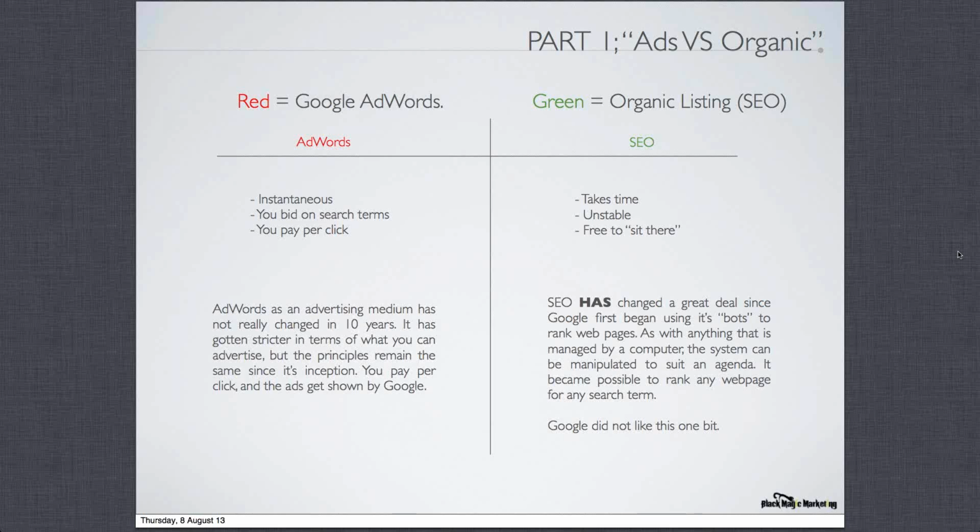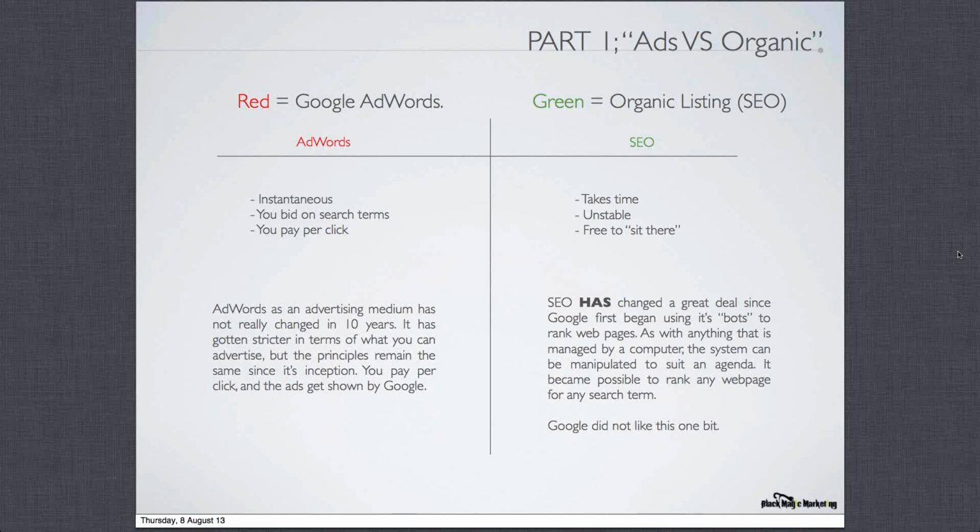SEO, on the other hand, is free, as I've mentioned. It has changed a great deal since Google first began using its bots, or spider is the other word for it, to rank web pages. One thing to note is that Google ranks web pages, not websites. So you can often, if you're savvy, rank your home page, maybe a contact page, maybe a services page, and maybe another page on page 1 for the same search term, if the stars align for you. But it's worth noting that Google ranks web pages, not websites, and it's predominantly the home page that gets ranked. So most people just assume it's a website, but it's web pages.